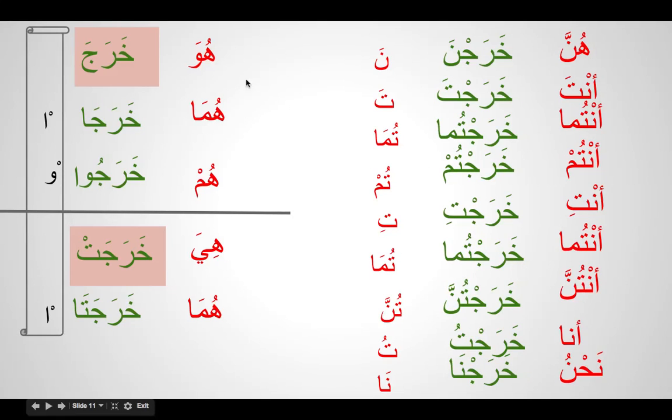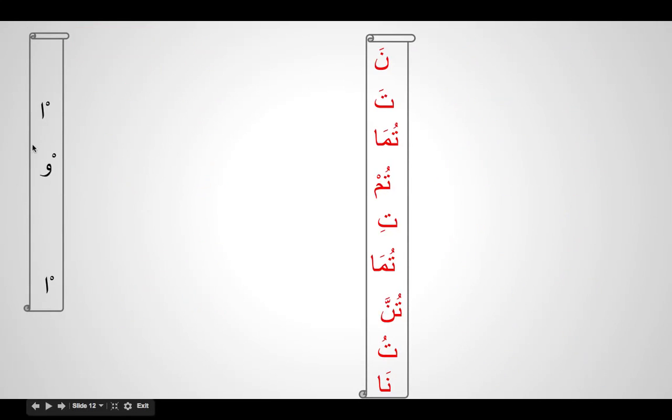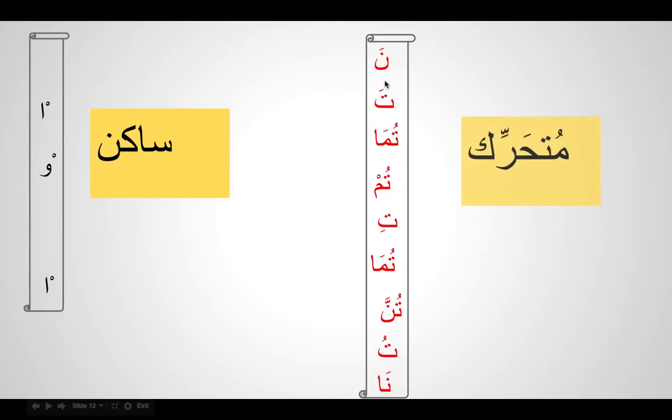So the scholars have classified into two sets. This set of 5 pronouns in which the sound of the pronoun is not produced because there is a sukoon on all the verbs, the one with the sukoon is called sakin pronouns, and the one in which the sound is produced is called mutaharrik pronouns.